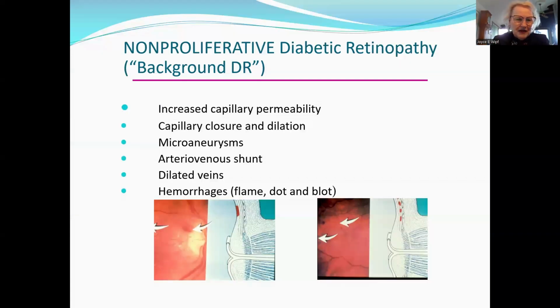Taking a step back, non-proliferative diabetic retinopathy or background retinopathy can have quite a lot of findings seen more by ophthalmology than by us. Increased capillary permeability, capillary closure and dilation, microaneurysms, arteriovenous shunt, dilated veins, hemorrhages such as we discussed, flame or dot blot.